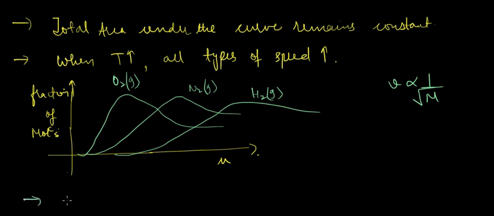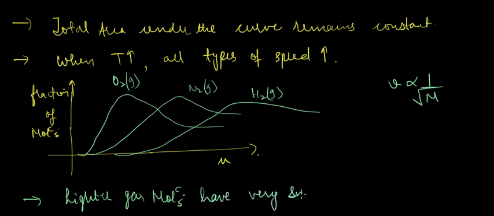So as the gas becomes lighter, or rather we can write that lighter gas molecules have a very small fraction of slow moving particles.